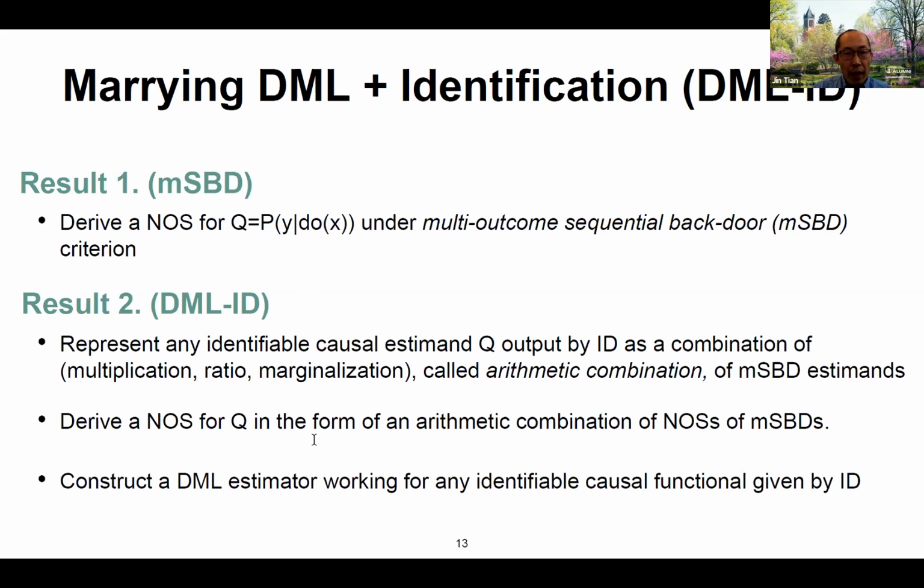And then we show that any identifiable causal estimate output by the IDP algorithm can be represented by multiplication, division, and marginalization of the MSBD estimates. We will call these operations the arithmetic combination. Once we establish that, we show that we can derive a Neyman orthogonal score for the arbitrary estimate using the Neyman orthogonal score of the MSBDs. Finally, based on this score, we construct a DML estimate.